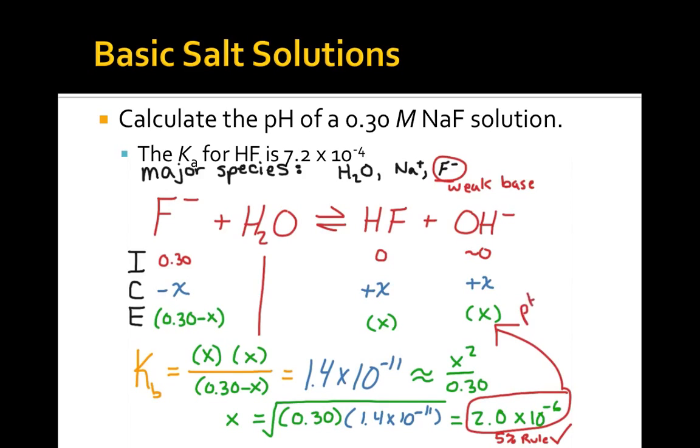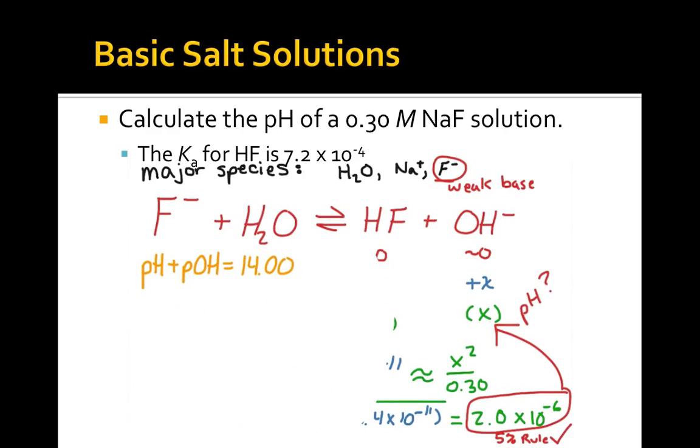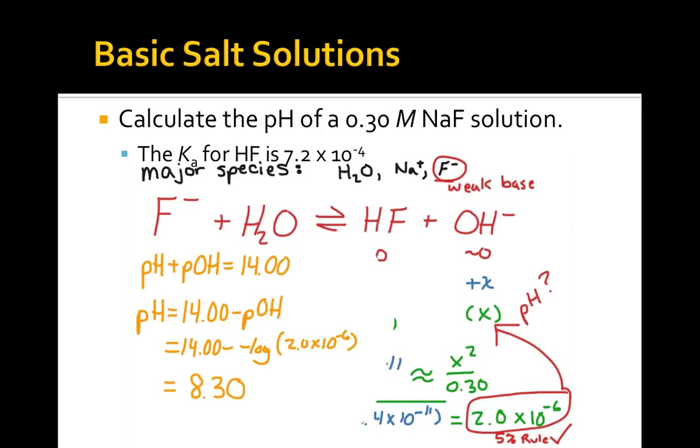So what's the pH? pH can be determined from the pOH. So the pH of this 0.30 molar sodium fluoride solution is 8.30.